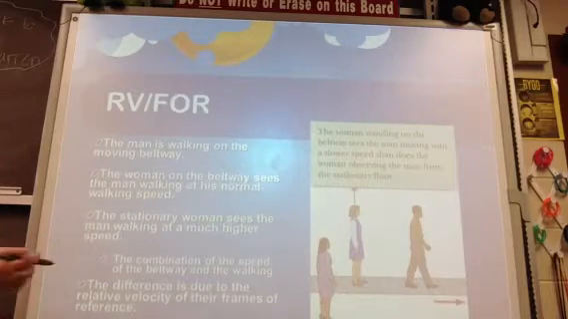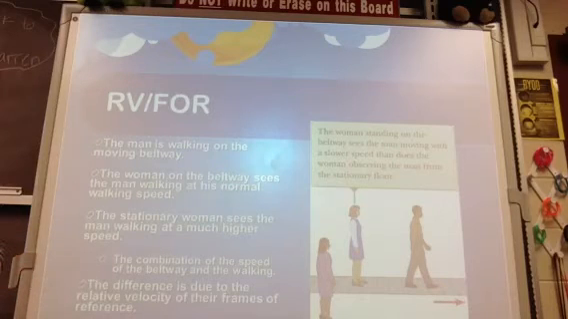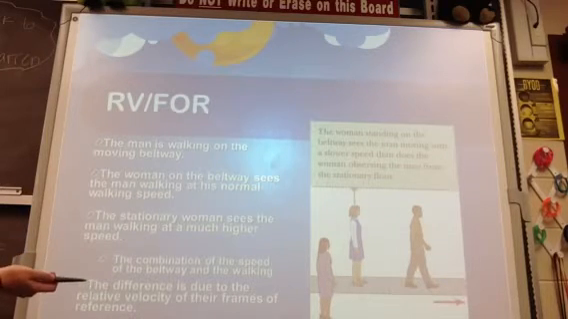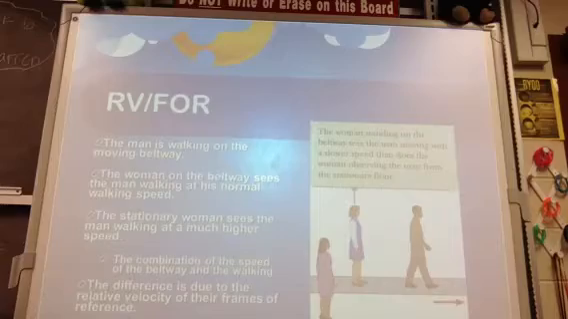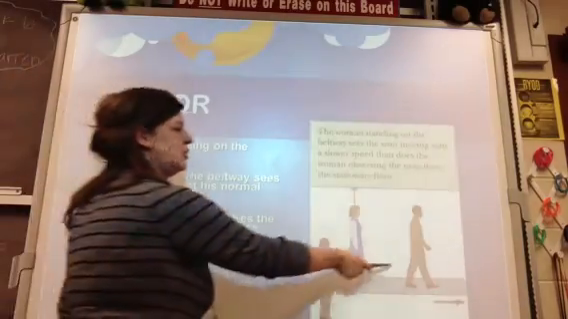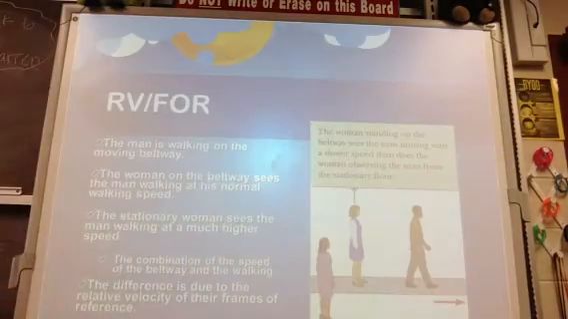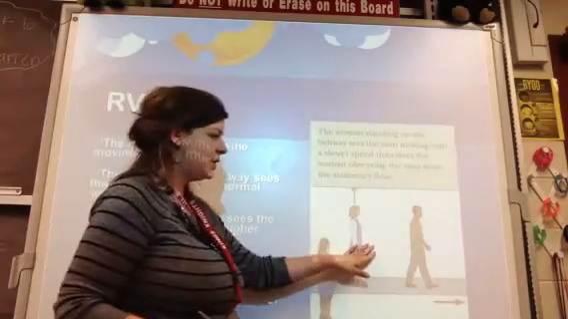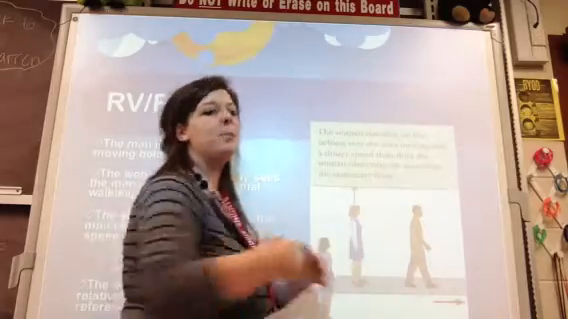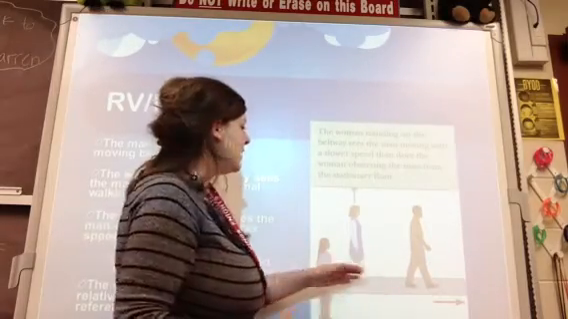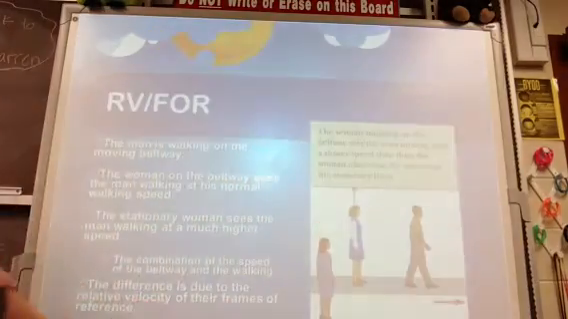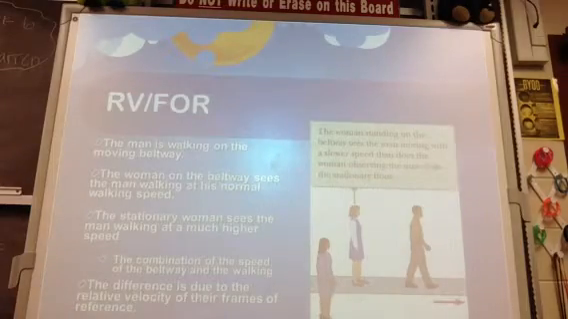In this case, I have a man walking on a moving beltway, and a woman on the beltway sees this man walking at what would be, for her, normal walking speed, because she is on the beltway and he's on the beltway and they're both moving together. So if he's walking on this beltway, it looks like he would just be walking at normal speed.